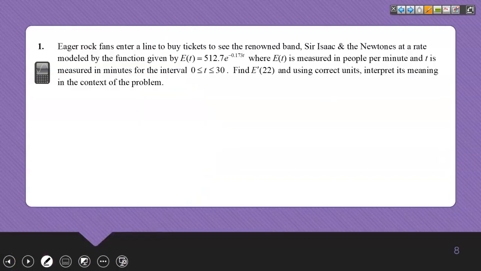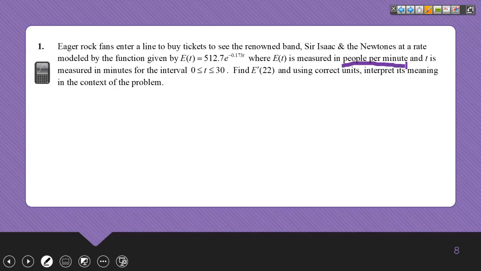So it says eager rock fans are entering a line to buy tickets to see the renowned band Sir Isaac and the Newtones. I think we have had examples with these same names before. They're modeled by this new equation, E of t equals 512.7 e to the negative 0.173t, where E of t is measured in people per minute. So again, if it's measured in people per minute, that means that E of t represents a rate.